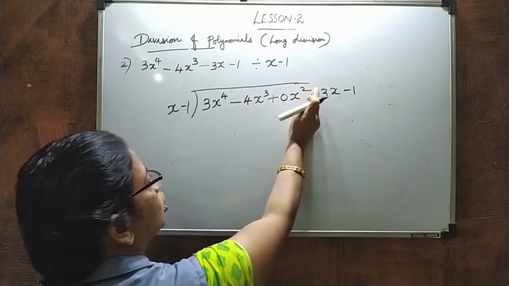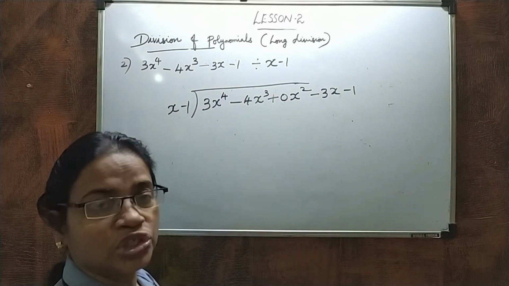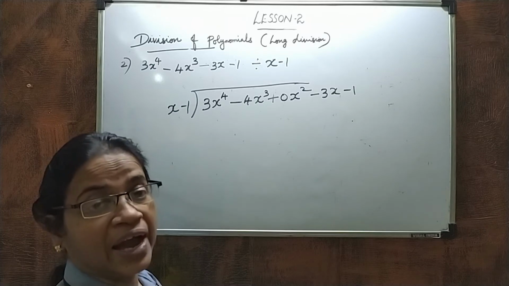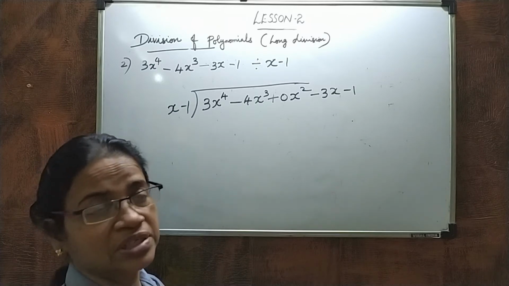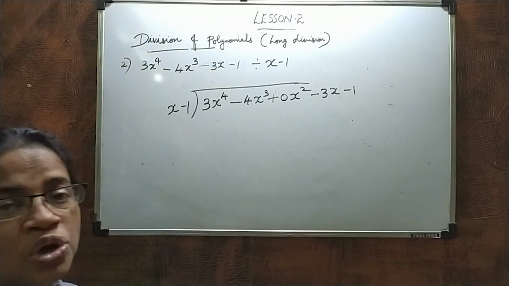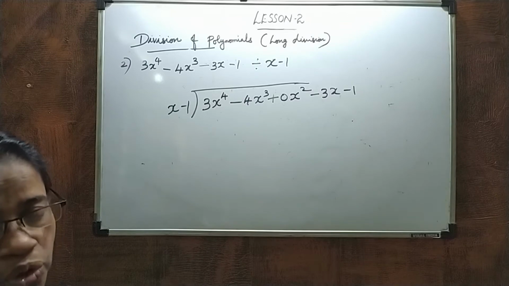4, 3, 2, 1, 0. It should be in descending order. It is compulsory, and if any term is missing, write it as 0 into that variable raised to the degree which is missing. That degree you have to write. Hope it is clear.